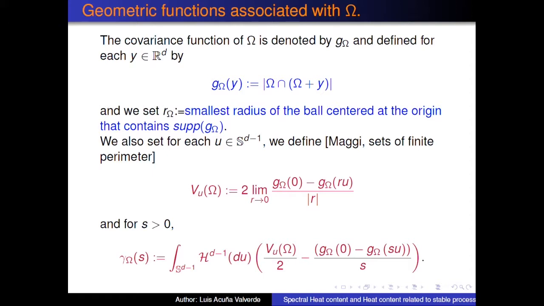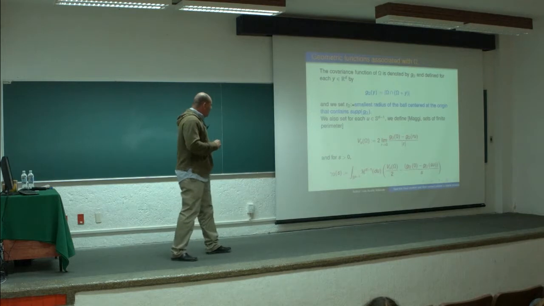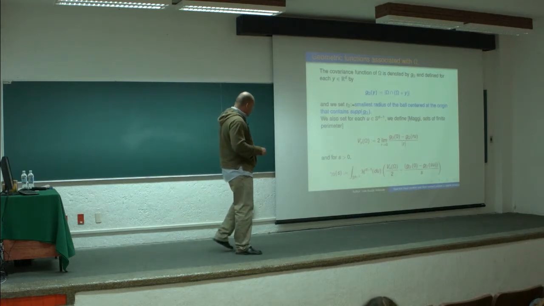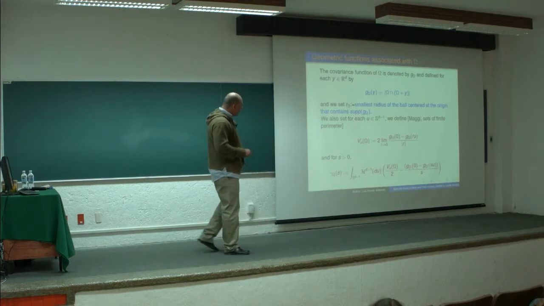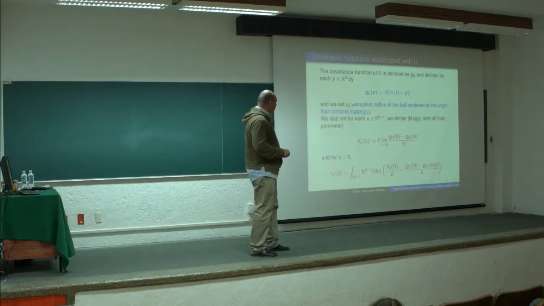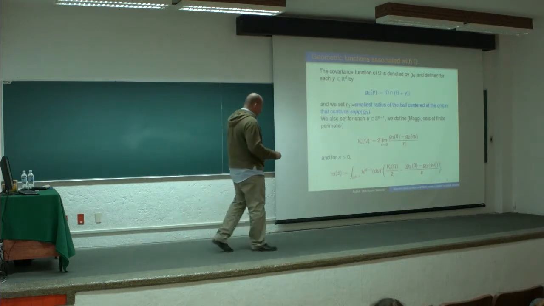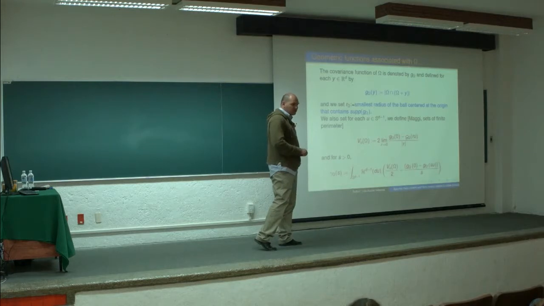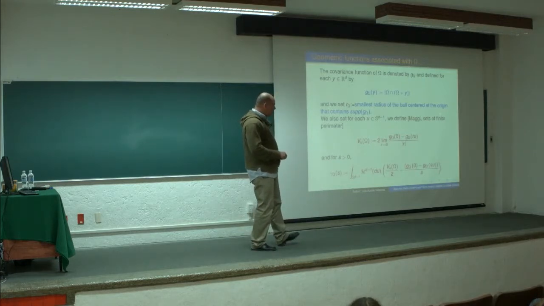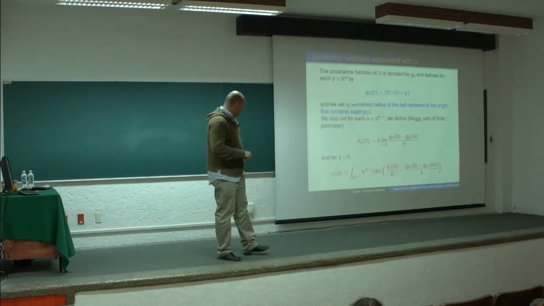Associated to this function, I will define R of Omega, which is the smallest radius of the ball centered at the origin that contains the support. And also, these are two more quantities for every unit vector that we define, and you can find this theory in the book of Maggi about sets of finite perimeter. It is some kind of directional derivative. They show in this book that this limit exists for the kind of domains that we are considering: a smooth domain, a bounded domain with a smooth boundary.